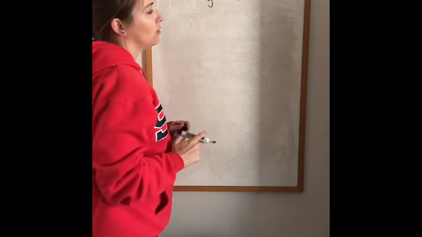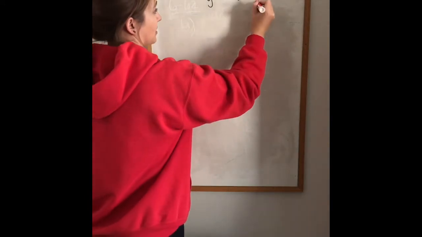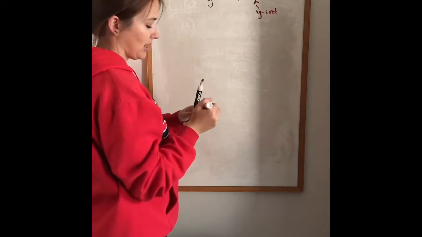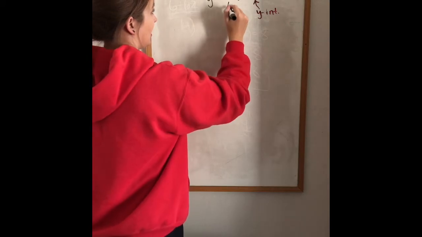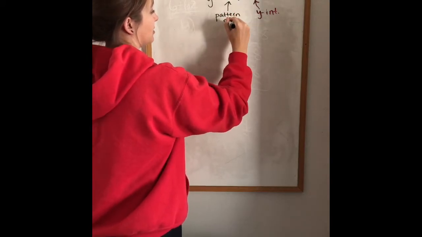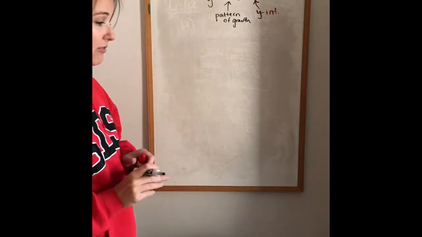I'm just going to write, for the sake of referencing this, y equals mx plus b, just like the poster in the classroom. The b is our y-intercept, where it crosses the y-axis, and our m is the pattern of growth. I don't know why I just did that in black, but I meant to do it in red. All right, so that's for reference.